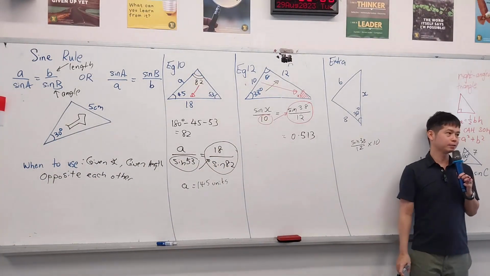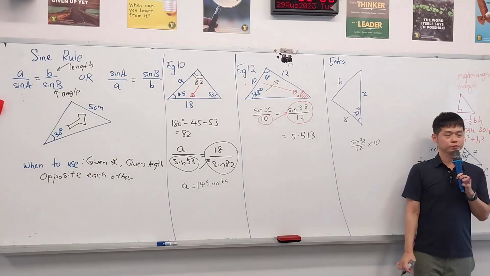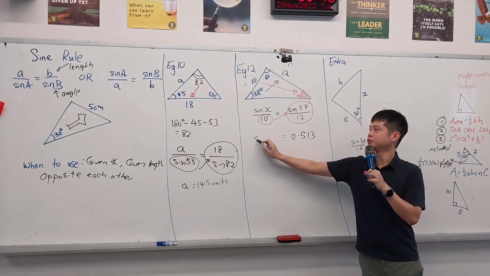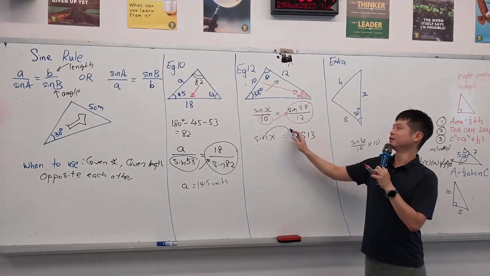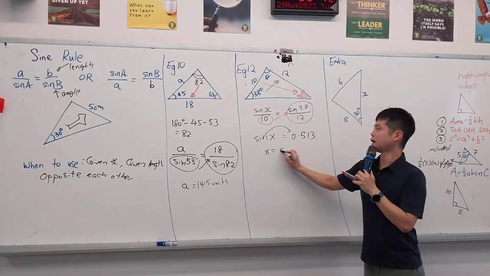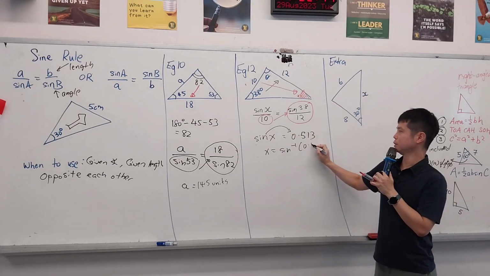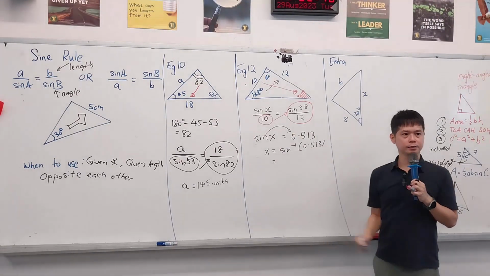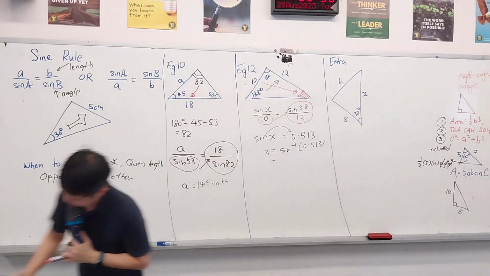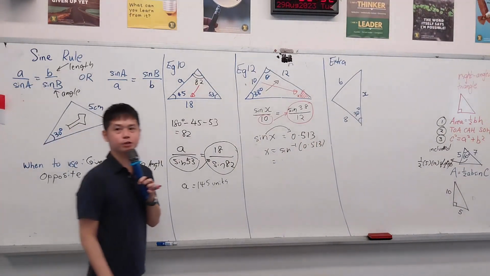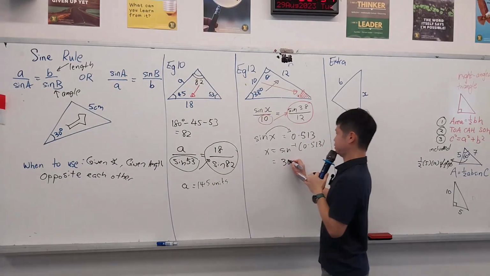Now, this is not the answer. This cannot be angle x. What did I forget to do? If you don't know, I write down for you. Inverse the sine. I write down for you so that you know what's going on. And the angle is 30.86, which is 30.9.